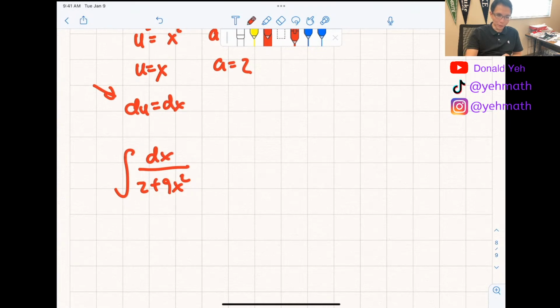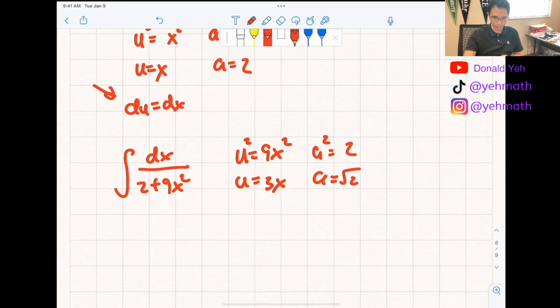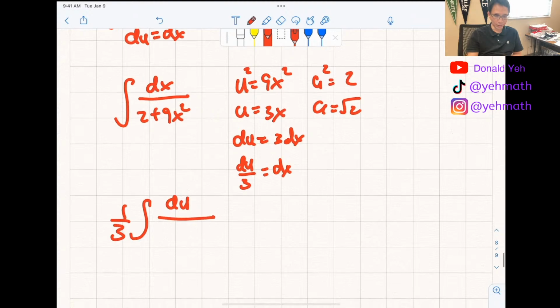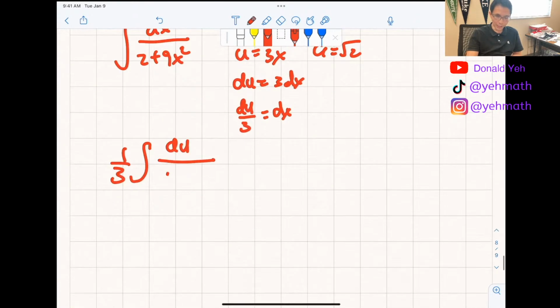All right, so u squared equals 9x squared, so u must equal 3x. a squared equals 2, a must be square root 2. Now the problem is there was a du, 3dx. Did you do this? Yeah. Rookie mistake. And then that's gonna be du over 3 in the front. Why is 3 in the front? Because that's a squared plus u squared here.